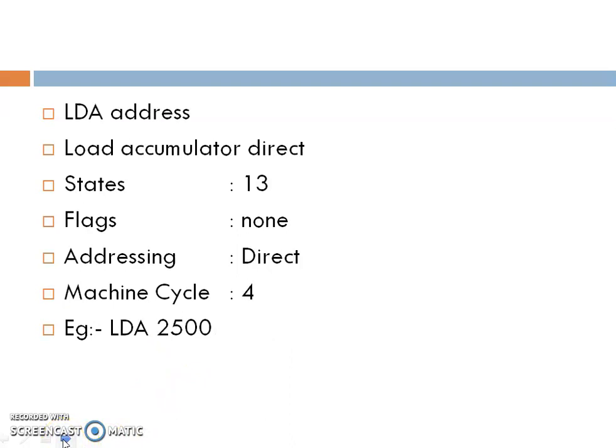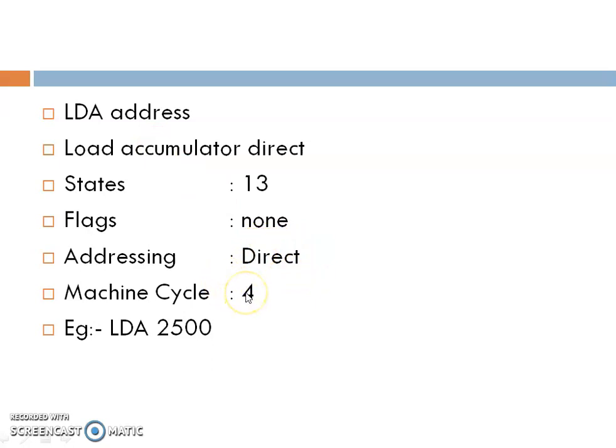Next instruction, LDA address. Load the accumulator with the content of the specified memory location. In this case, the address is specified directly in the instruction. Therefore, it comes under the addressing mode, direct addressing.